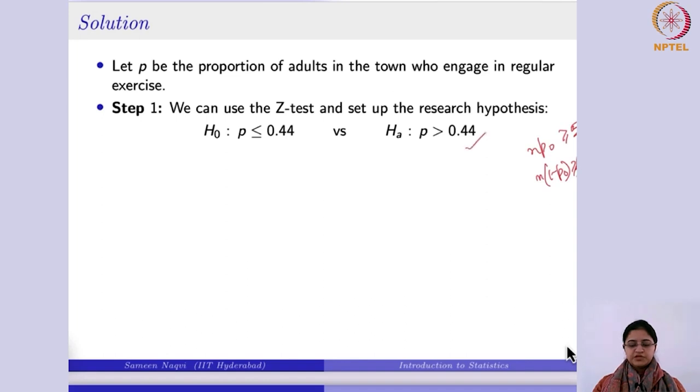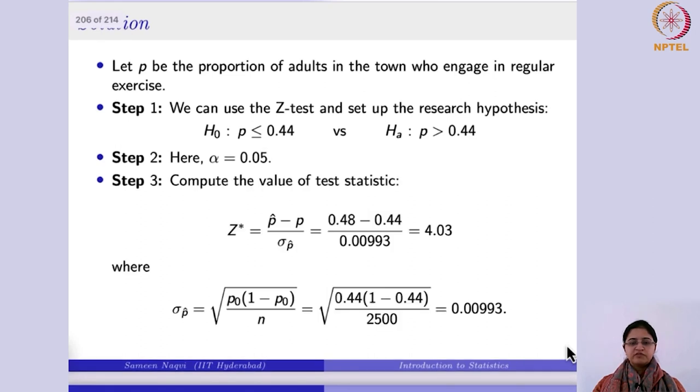Here it is a right tail test because P is greater than; they want to see whether it is greater than that 44% or not. So that was the mayor's claim. Alpha is 0.05. You can compute the value of the test statistic because p hat is given to you. p hat is basically x by n, so it is 1200 by 2500, and p naught is this value. Sigma p is this basically, right?